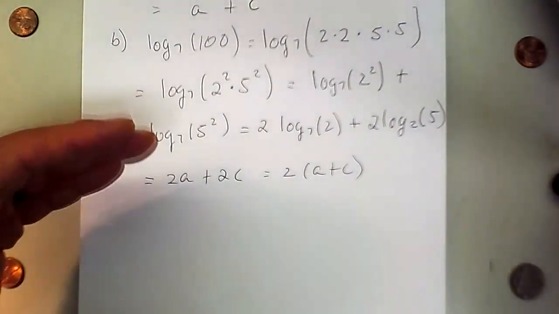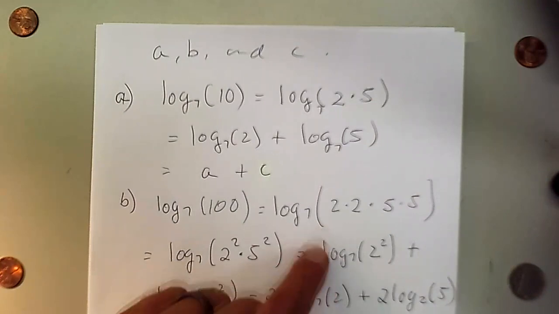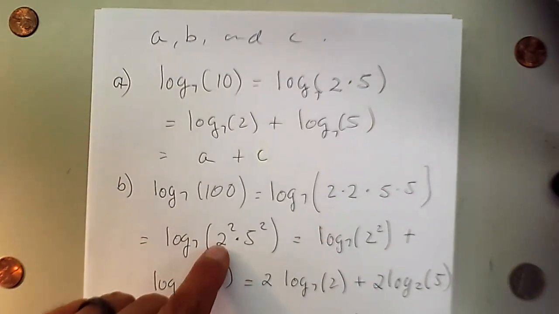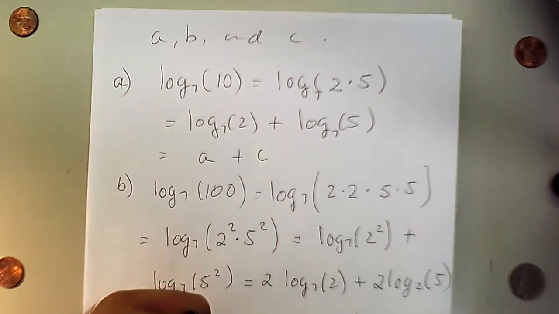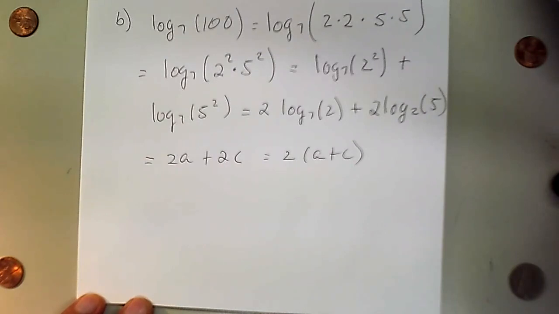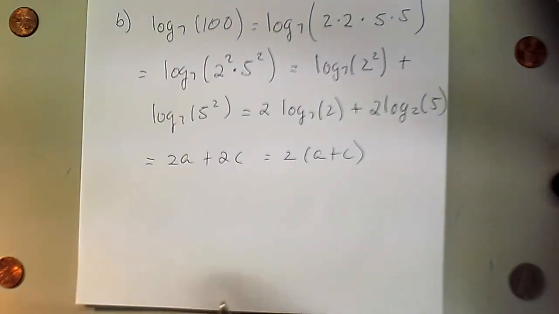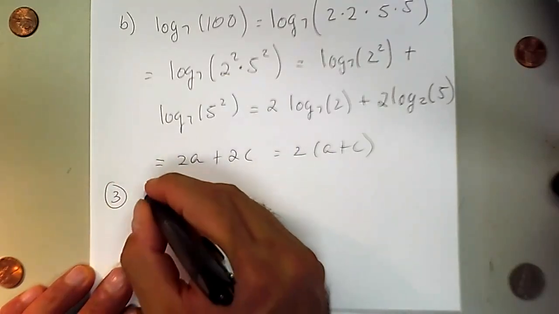Just make sure we don't violate the rules. So if somebody said, oh, that is from here, that is logarithm of 2 quantity squared, that would be wrong, because that's not how logarithms work. Okay, so let's practice a few other ones. We want to expand.